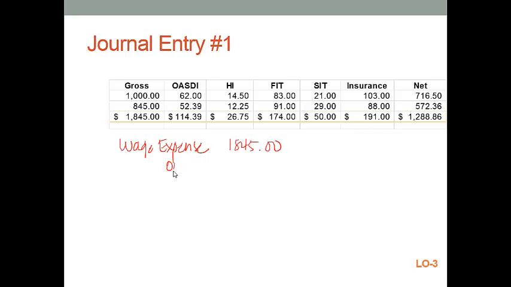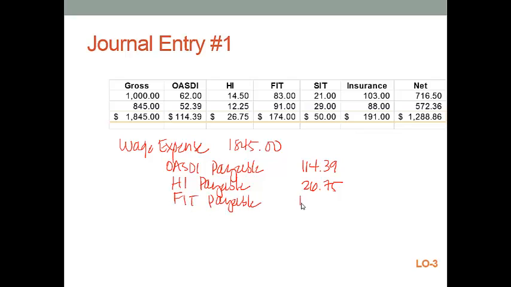So I've got OASDI payable for $114.39. I've got HI payable for $26.75. I've got FIT payable for $174. I've got SIT payable, state income tax, for $50, and I've got insurance payable for $191. And then how much cash am I paying out?